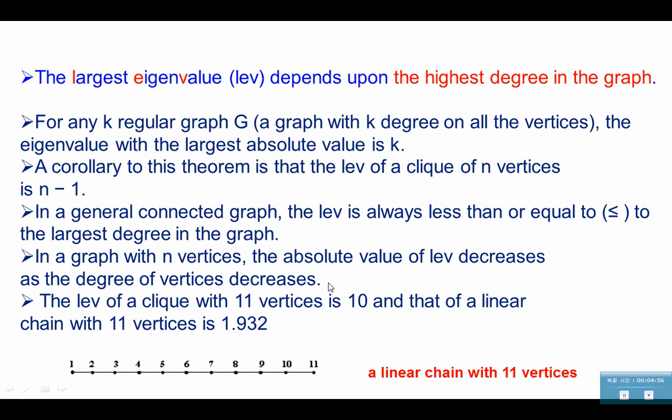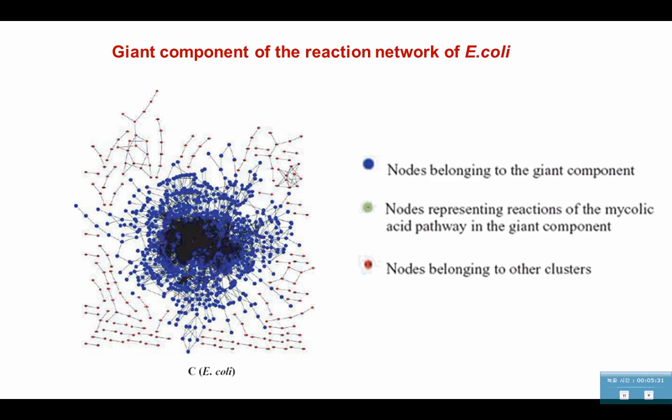In a graph with n vertices, the absolute value of the largest eigenvalue decreases as the degree of vertices decreases. The largest eigenvalue of a clique with 11 vertices is 10, and that of a linear chain with 11 vertices is 1.932. These are facts that were already studied and are used in the research in those examples in chemistry. This is an example of a linear chain with 11 vertices. This is a graph. So also we can think of the adjacency matrix and Laplacian matrix.